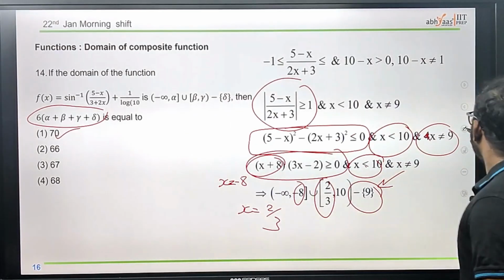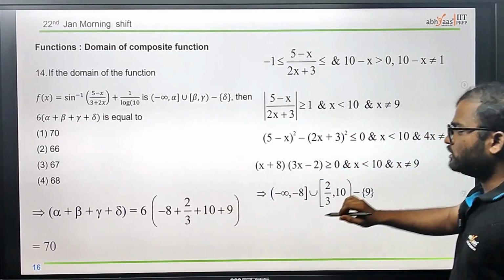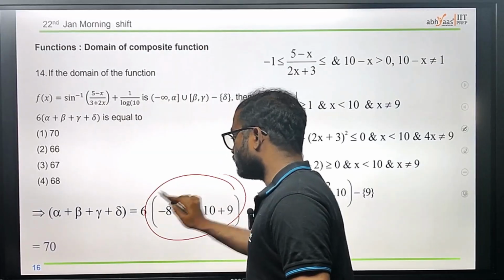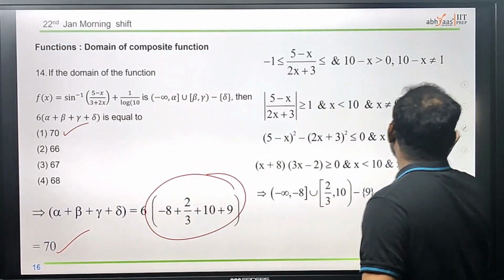Okay, they see here, we just substitute those values. Okay, we got the 70. Now come to the next question.